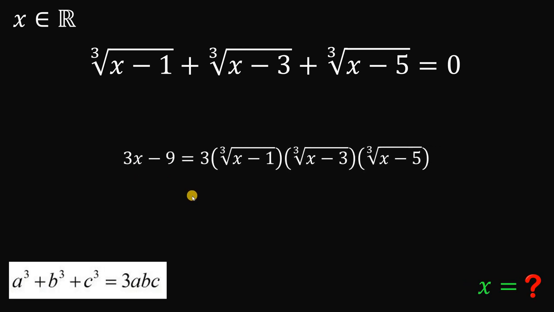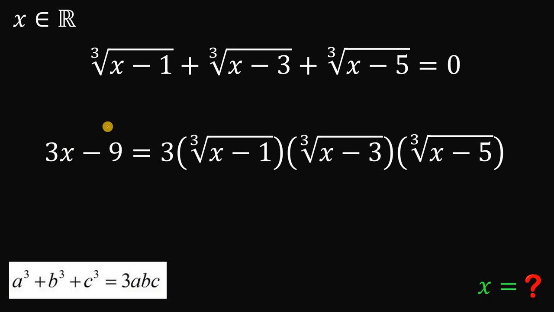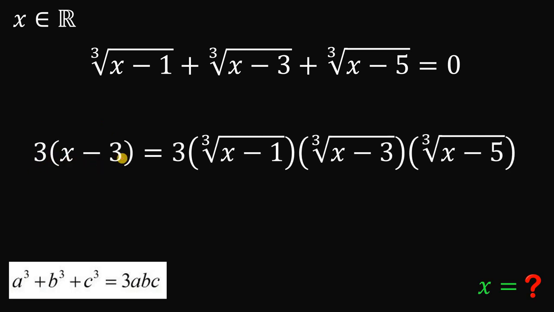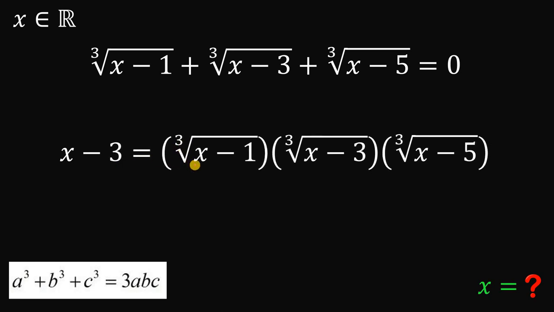Now let's focus on this equation. Take note that this 9 is 3 times 3. So why not factor out 3 on the left hand side of our equation? If we do that, we get 3 multiplied by x minus 3 equals 3 times cube root of x minus 1 times cube root of x minus 3 times cube root of x minus 5. So we can now eliminate this 3. We can divide both sides by 3, so we can cancel out this factor of 3. Our equation now becomes x minus 3 equals cube root of x minus 1 times cube root of x minus 3 times cube root of x minus 5.